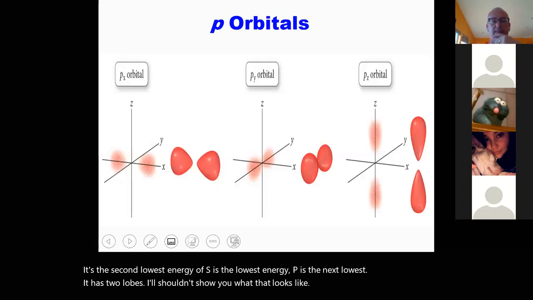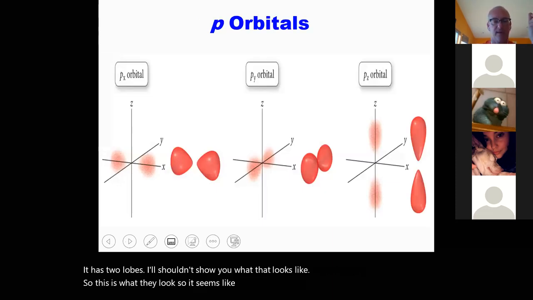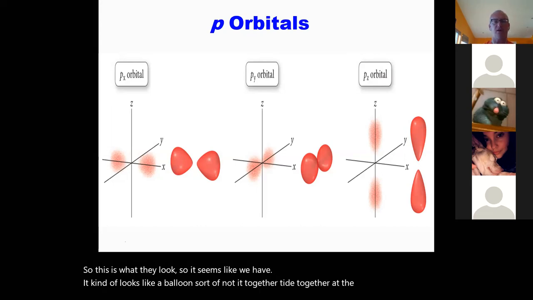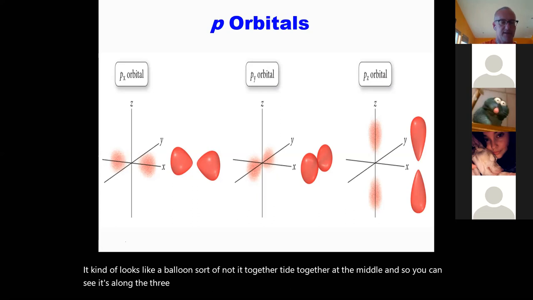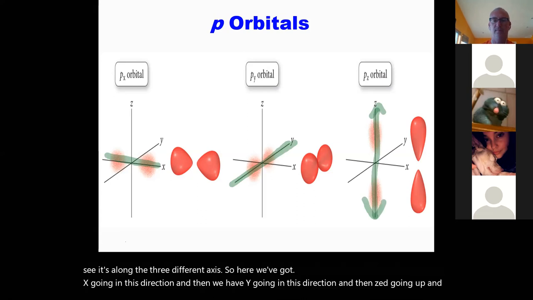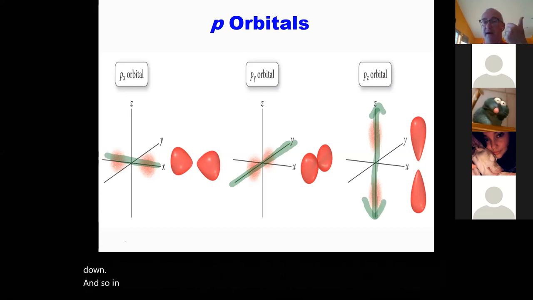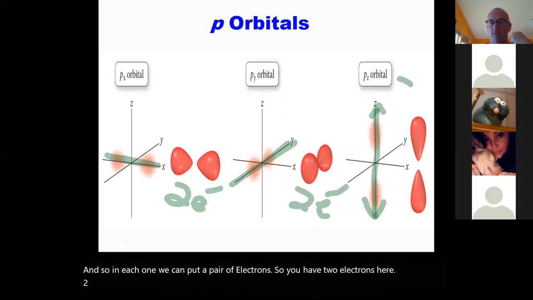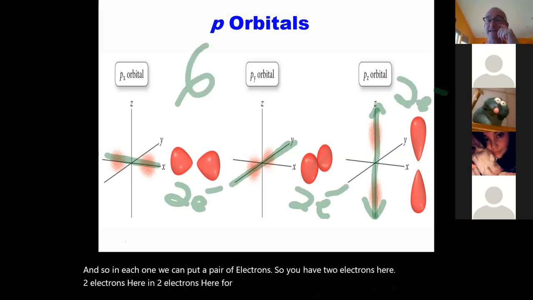So this is what they look like. It kind of looks like a balloon, sort of knotted together, tied together at the middle. And you can see it's along the three different axes. So here we've got X going in this direction, and then we have Y going in this direction, and then Z going up and down. And in each one, we can put a pair of electrons. So we have two electrons here, and two electrons here, for a total of six.